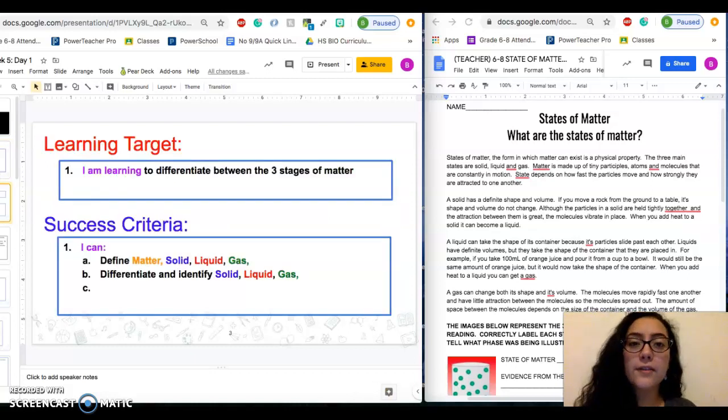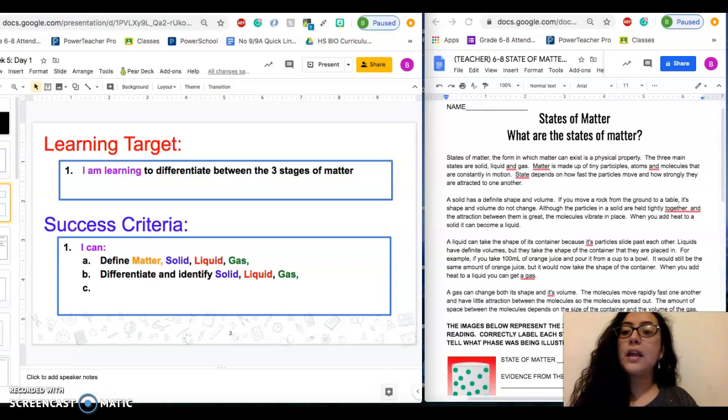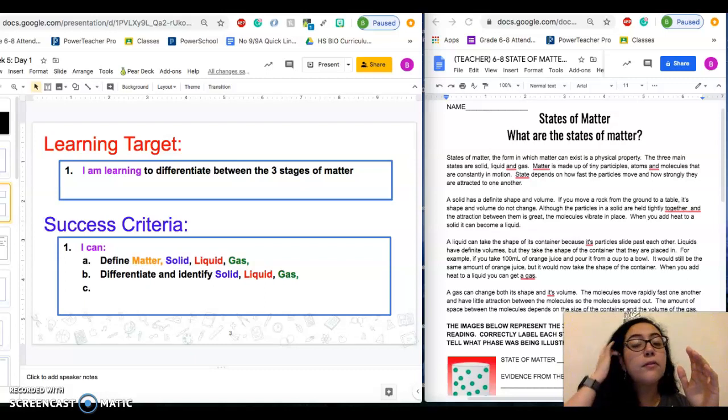So the learning target for today is, I am learning to differentiate between 3 stages of matter. In order to know that I've completed and reached that learning target, you're going to be able to define what's matter, what's a solid, liquid, gas, and you're able to differentiate between solid, liquid, and gas using images of atoms.